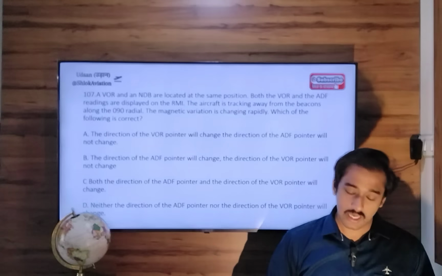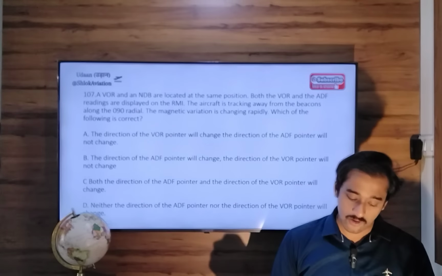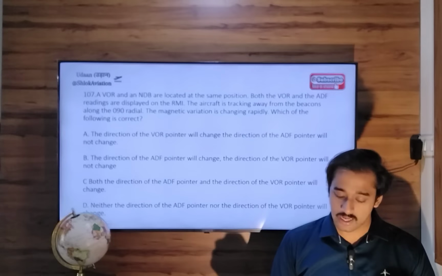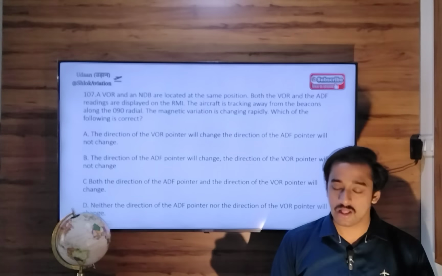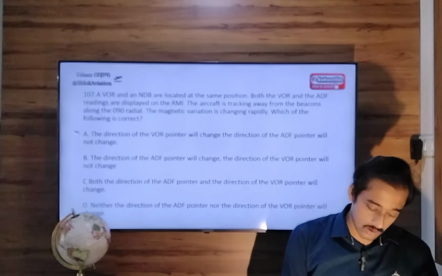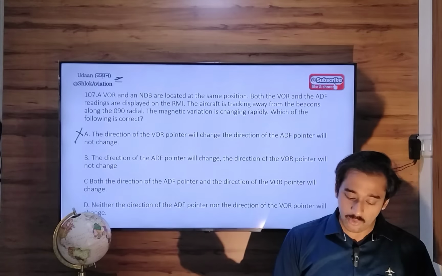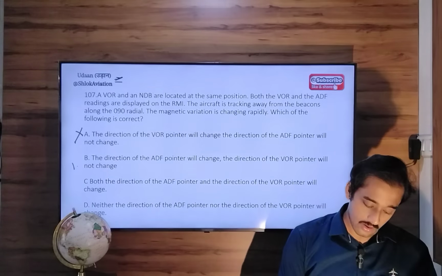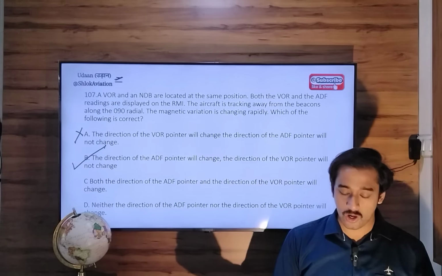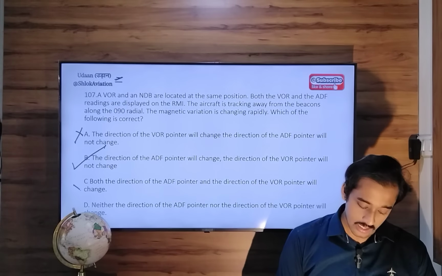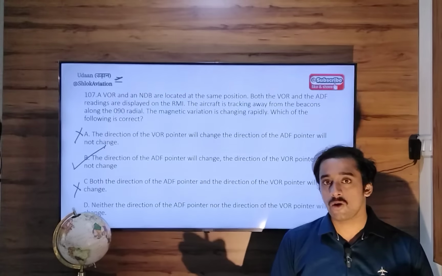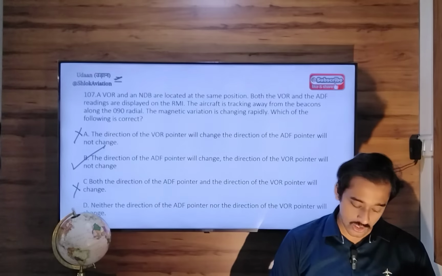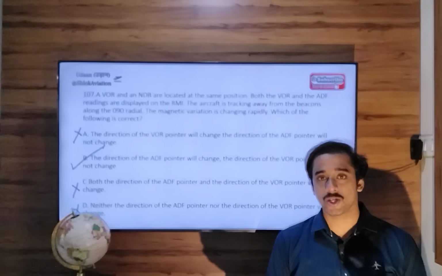So the correct option here: the direction of the VOR pointer will change, the direction of the ADF pointer will not change. That is wrong. ADF pointer will change, VOR pointer will not change. That is right. Both ADF pointer and VOR pointer will change. That is wrong. Neither ADF pointer nor VOR pointer will change. This is also wrong. So the correct option is option Bravo.